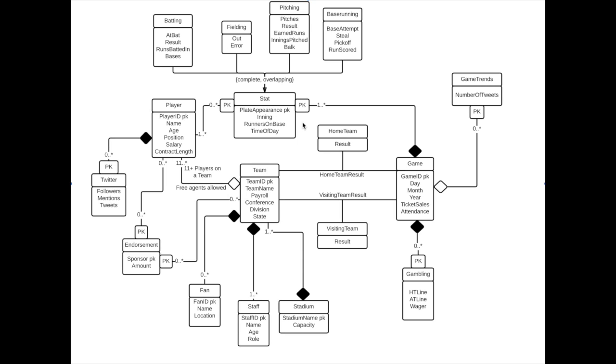In order to track the performance of teams, we created the game table and the association classes, visiting team and home team. These track the results of every game a team participates in. The home team is determined by the team that bats second.